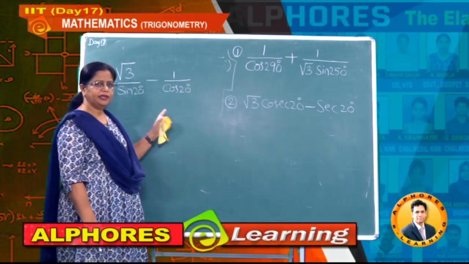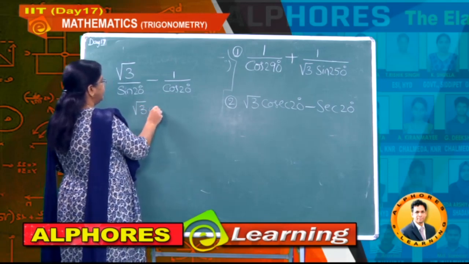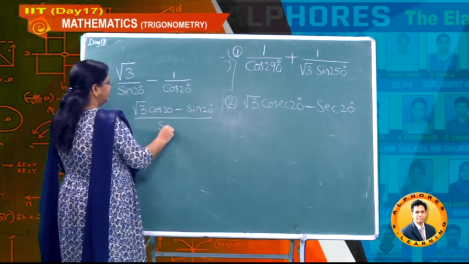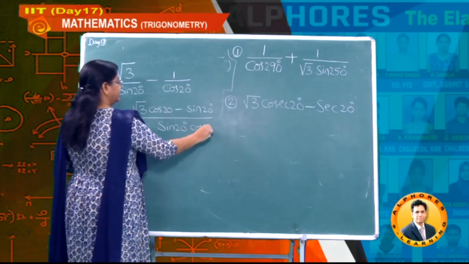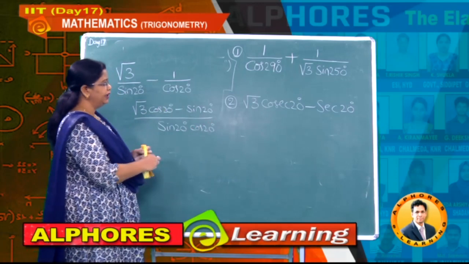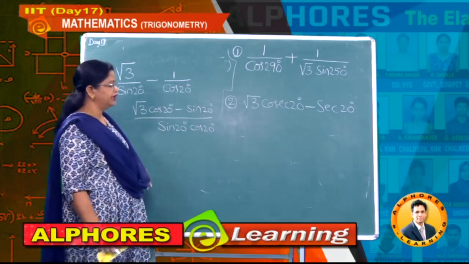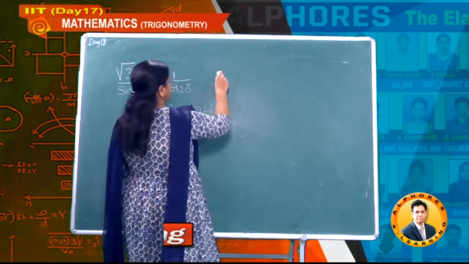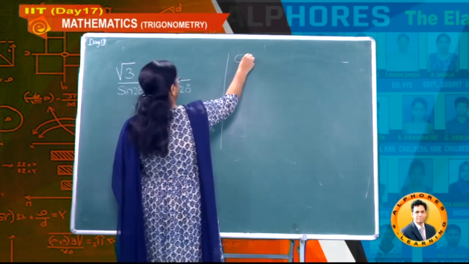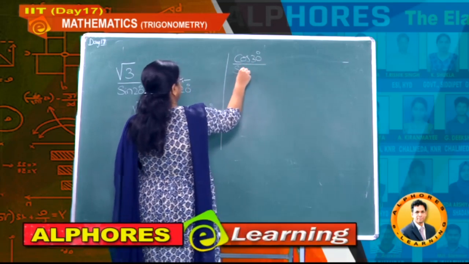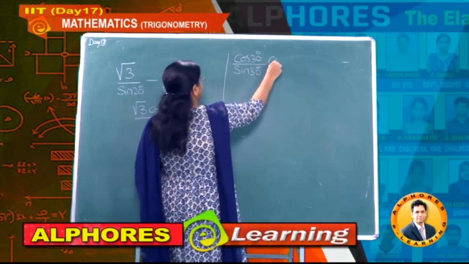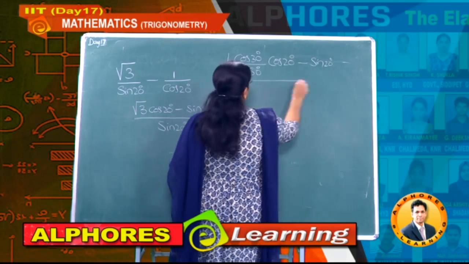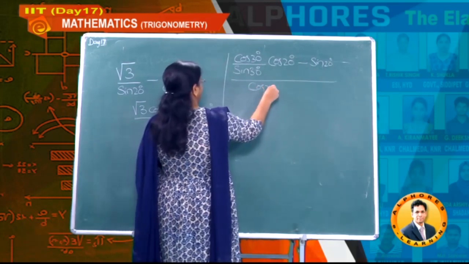Now what is the next step? LCM. So root 3 times cos 20 minus sin 20, whole divided by the denominator sin 20 into cos 20. In this way we have taken the LCM. Again this root 3 let us write as cot 30, that is cos 30 divided by sin 30, or you can make use of tan 60 also. Now it is cos 30 divided by sin 30, and this value is nothing but cos 20 minus sin 20 degrees, whole divided by cos 20 sin 20. Understand?